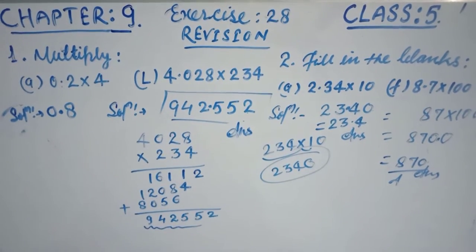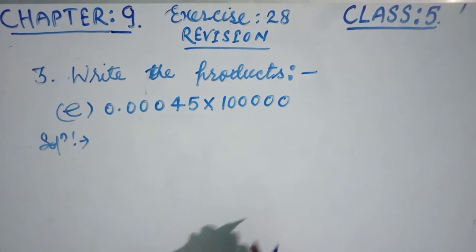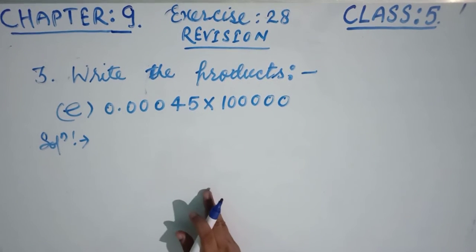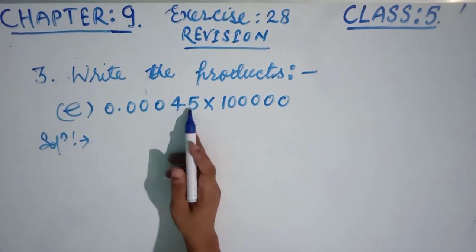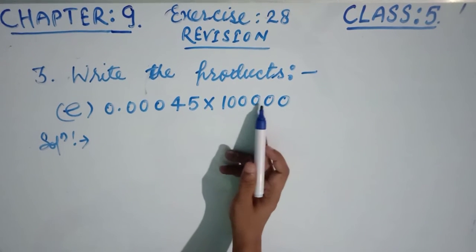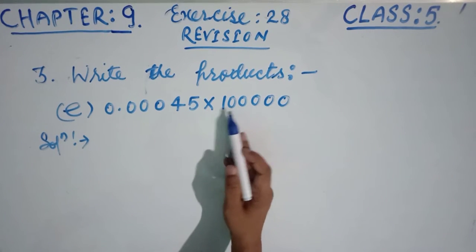Now see the next question, friends. Question number 3, the last question. Write the products. We have taken only 1 sub-question. If you understand this once, then you can solve all the sub-questions of question number 3. So here, friends, 0.00045 multiplied by 100,000, that is 1 lakh.